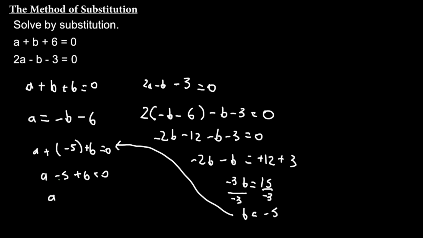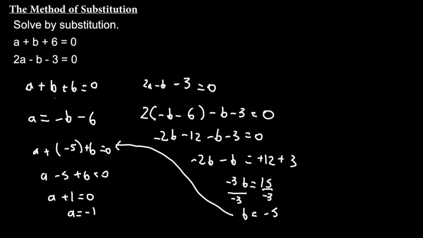So negative 5, positive 6 gives us positive 1 equals 0. Bring the positive 1 across the equal sign. So a equals negative 1. Now to test if a is negative 1 and b is negative 5, if that's actually true, what we can do is substitute both of these numbers into our equation, and hopefully it still holds true.